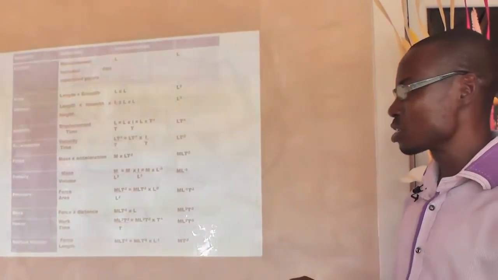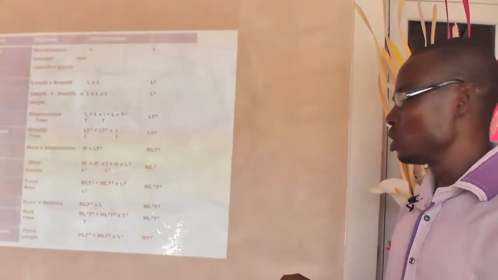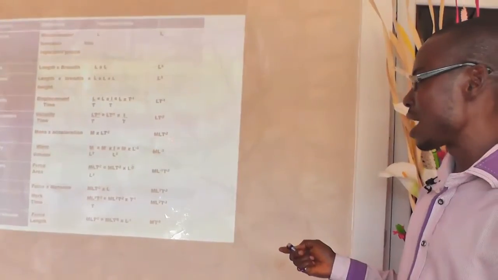If you have to just give the dimension of force, you don't need to stress yourself, just write MLT raised to power minus 2. The interpretation here makes you understand better how MLT raised to power minus 2 comes about. Now come to density. Density is equal to mass all over volume. The dimension of mass still remains as M.